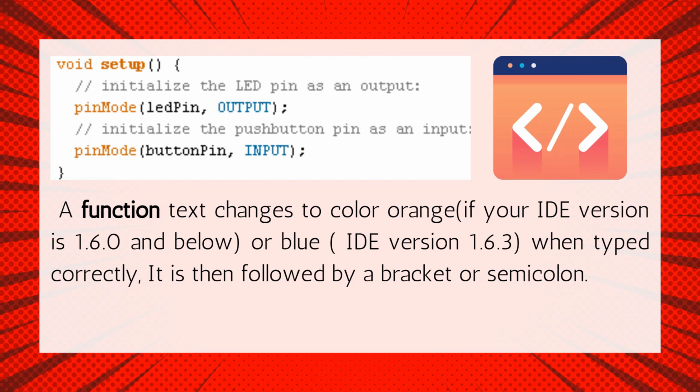So before that, let's define a function. A function text changes to color orange if your IDE version is this version and below, and blue if you're using IDE version 1.6.3. When typed correctly, it is then followed by a bracket or a semicolon.